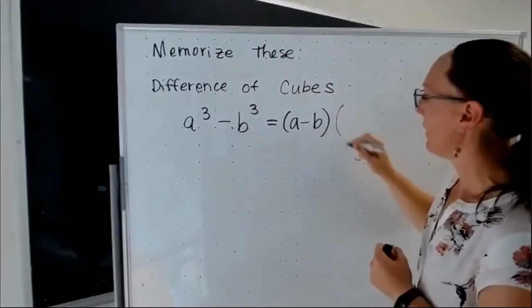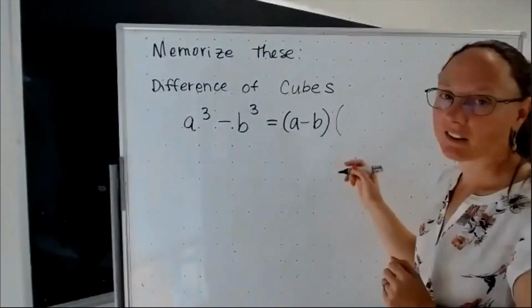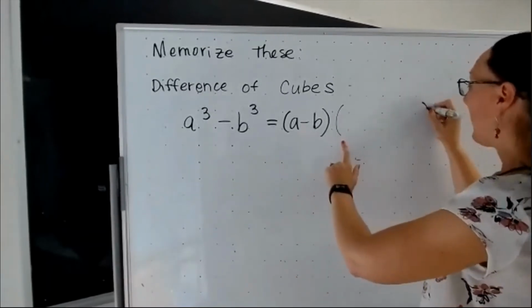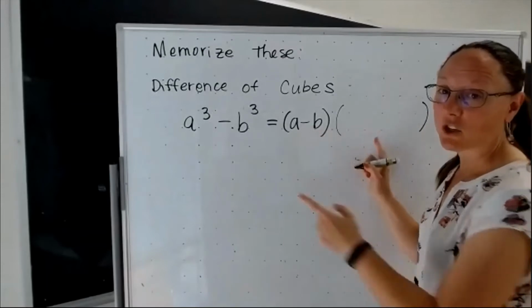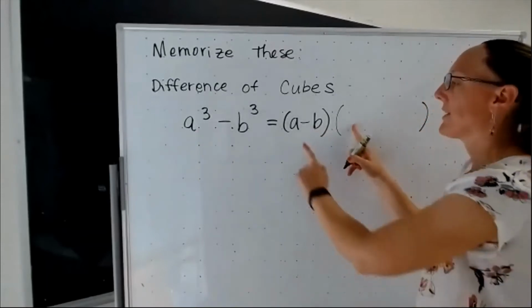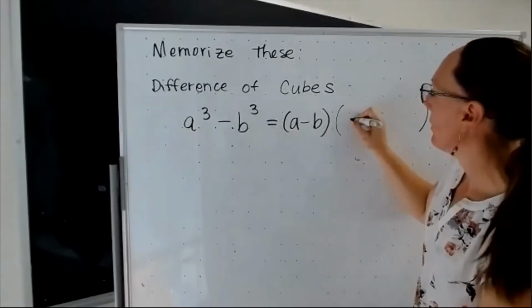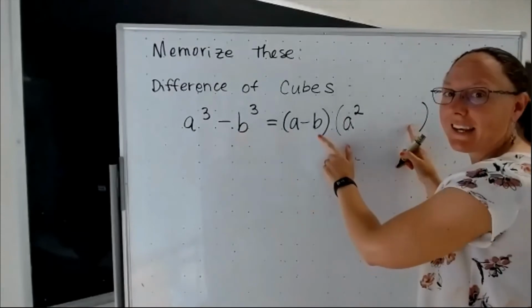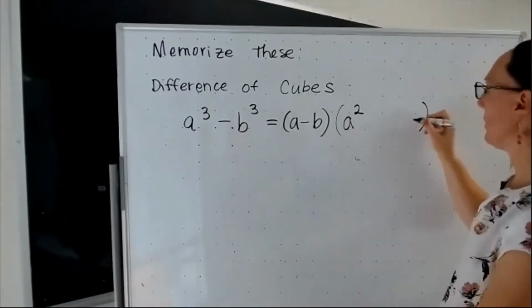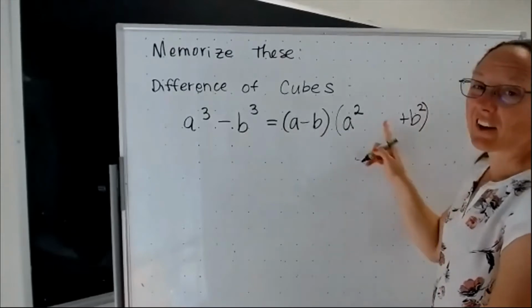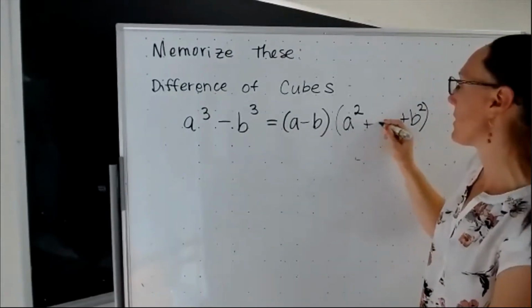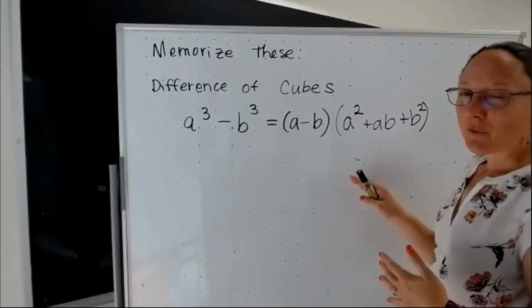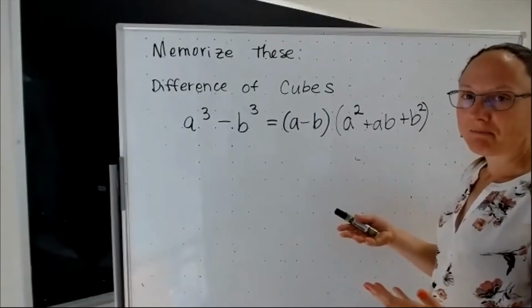Then this next factor is going to look like, if I think about this, if this is going to factor and this multiplication problem has to equal that one, then what times a is going to give me that a cubed? Well, it's a squared. What times negative b is going to give me negative b cubed? That's a plus b squared. And then it turns out that the term that goes in the middle is plus a times b.